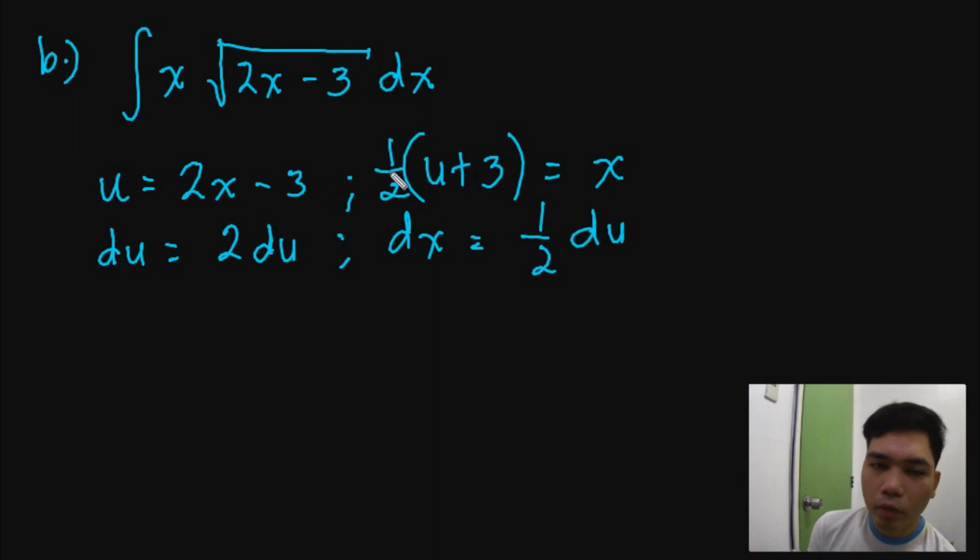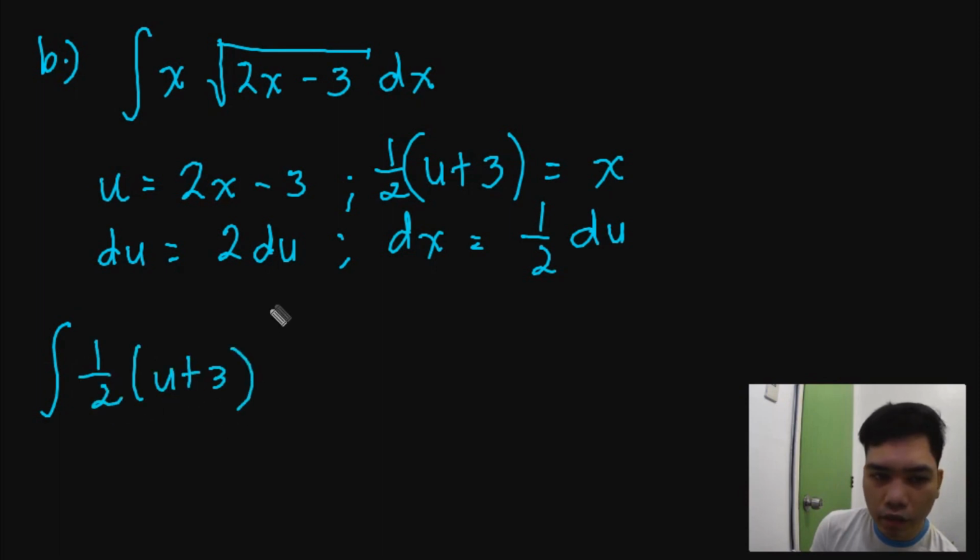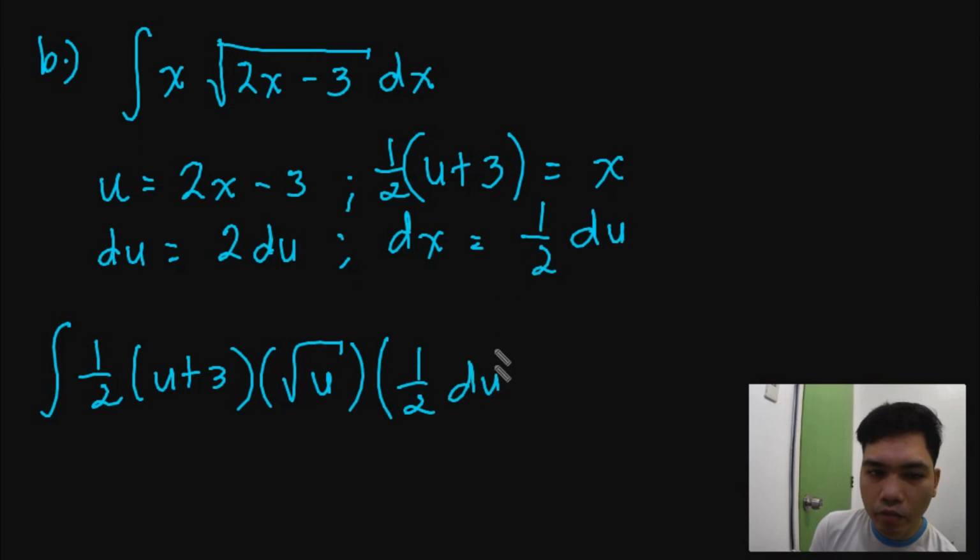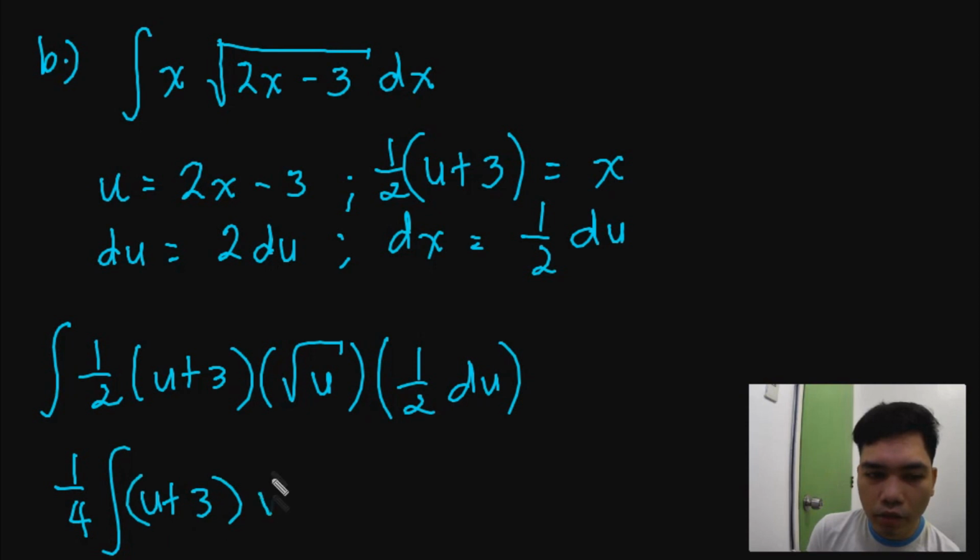So knowing this, we can now represent this in terms of u, so that will be 1/2 times u plus 3, and then you multiply this with the square root of u, and then of course times 1/2 du. So you can now factor out our constants here, so that will be 1/4 the integral of u plus 3, and then the square root of u du.